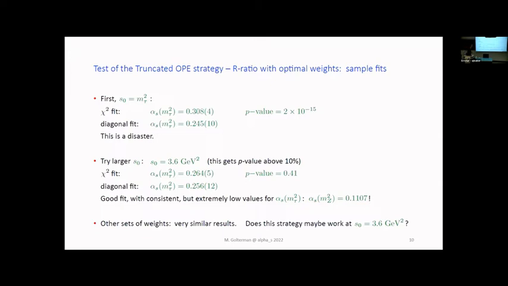Okay, but we can do more than this. So the question at this point is, maybe does the strategy work at S0 equals 3.6 GeV squared? And the strategy, the model assumption that's being made, I remind you, is that you basically throw away the higher orders in the OPE that the theory tells you you should keep. So you assume that they're negligibly small.